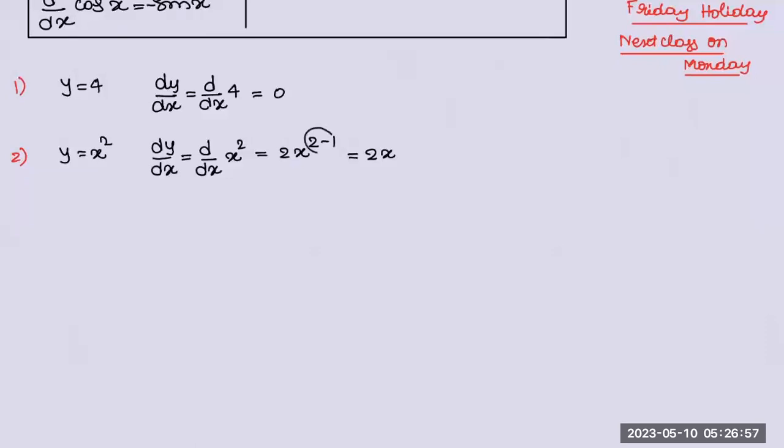So we do this step directly. N minus 1 is 2 minus 1, which is 1. That's it. Okay.